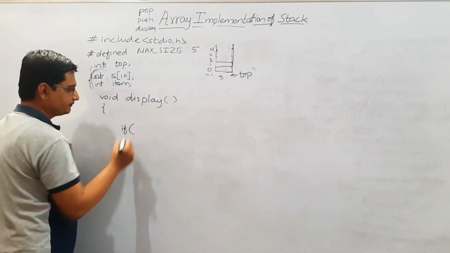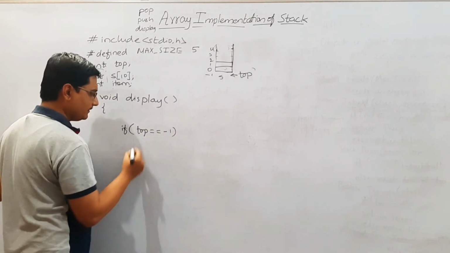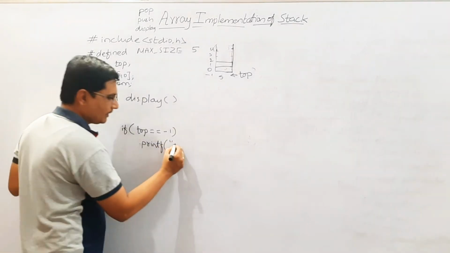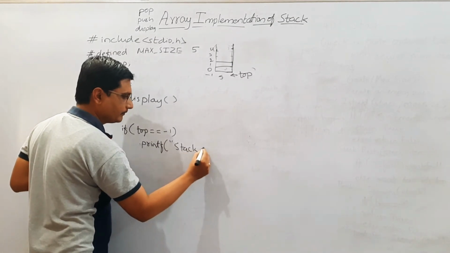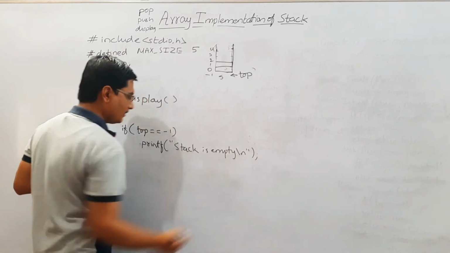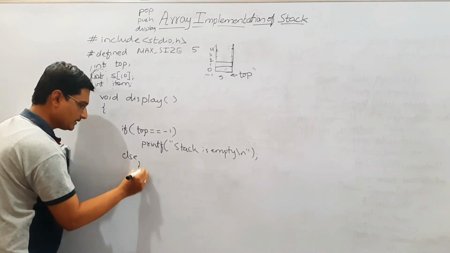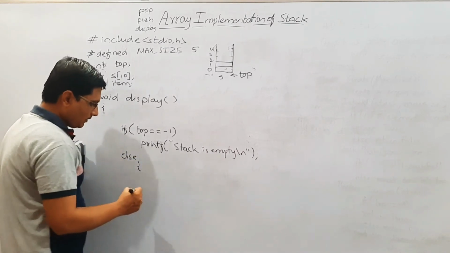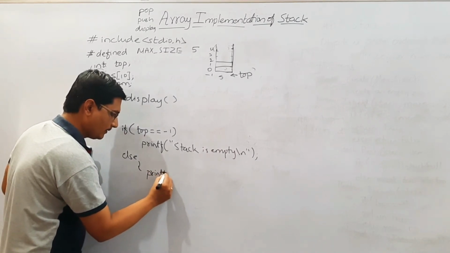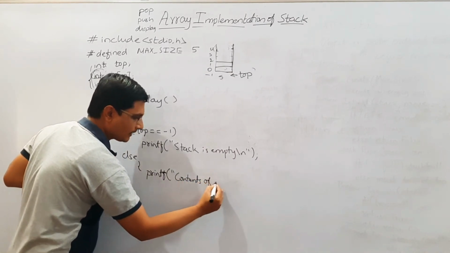if top is equal to minus 1, then I need to print that stack is empty. Stack is empty. Otherwise, I need to print the stack content, else contents of stack.